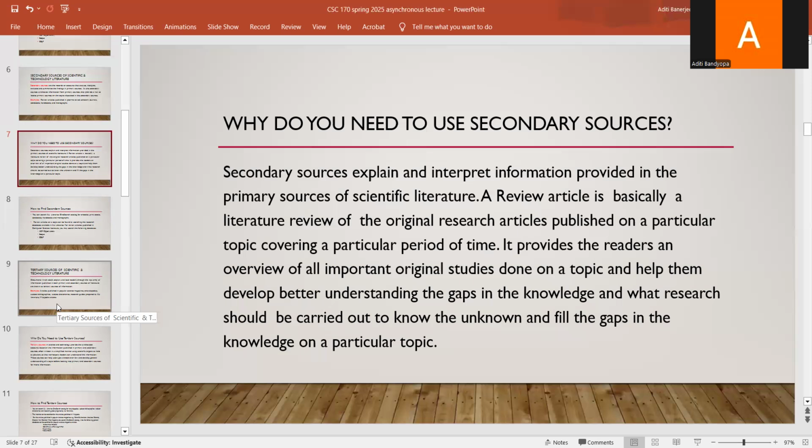Also, a secondary source informs you about all the primary sources on a topic discussed in the secondary source.